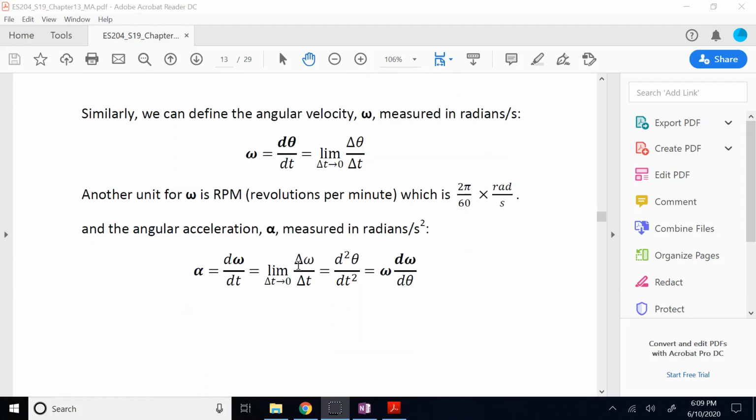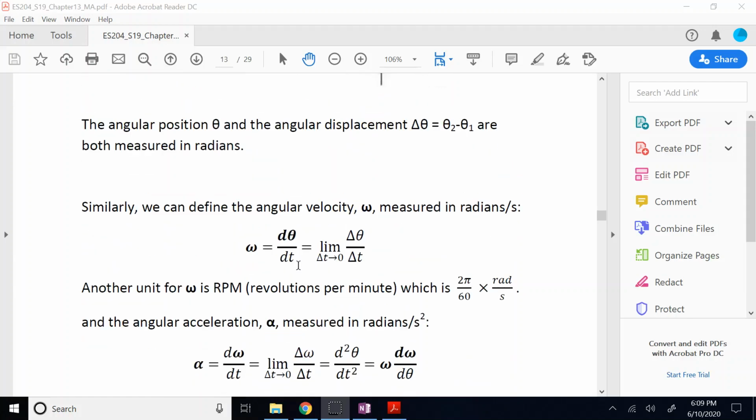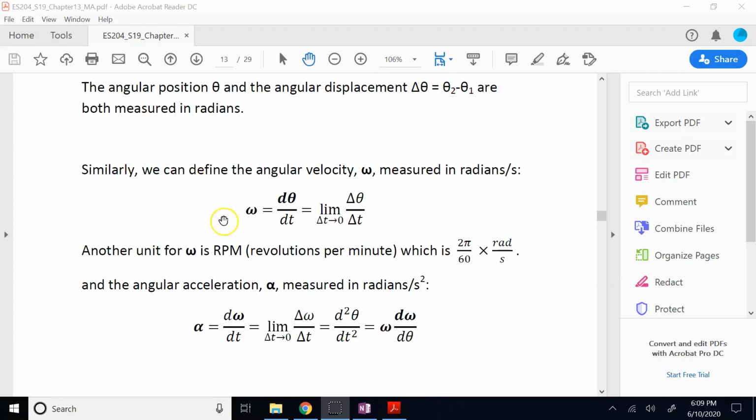Then we define, similar to what we did in the past, when we had r and delta r, then from change in position we define linear velocity v. Here the angle changes, and the rate of change of angle versus time I call angular velocity, omega. So omega is the rate of change of theta, d theta over dt, or delta theta over delta t as delta t goes to 0.